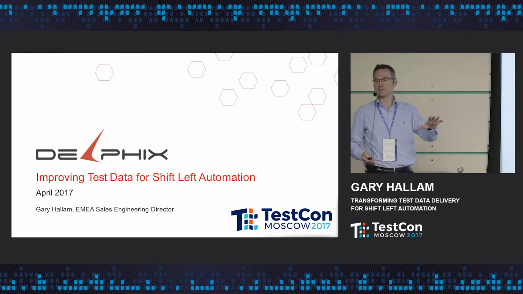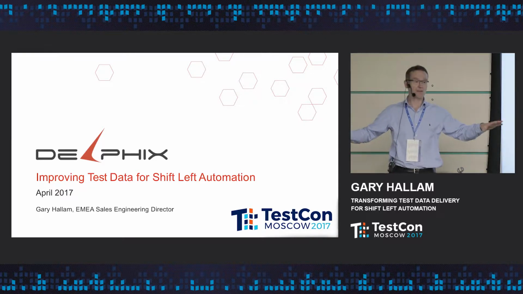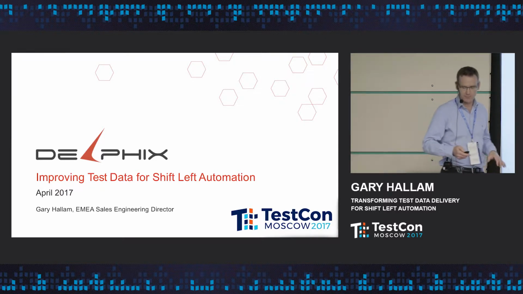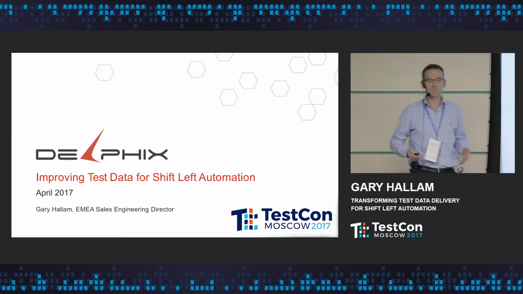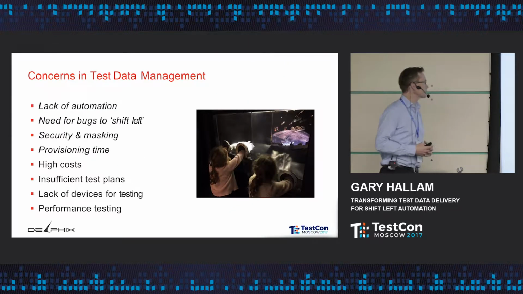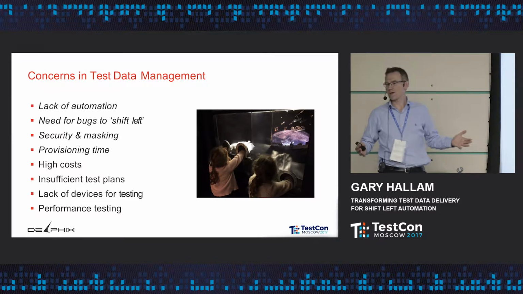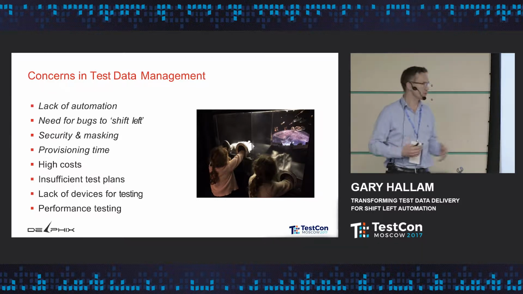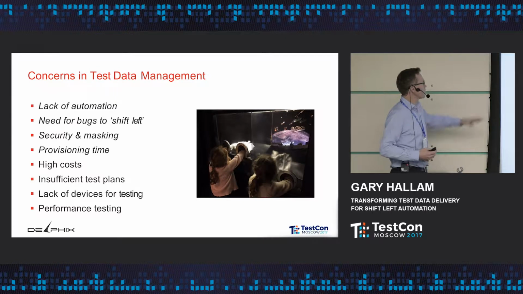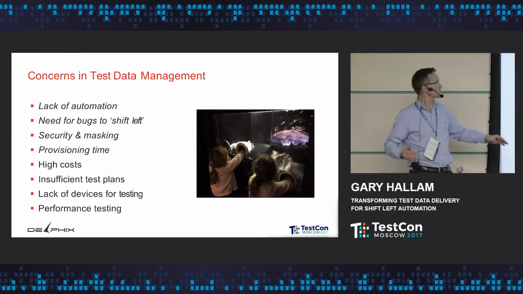So last year I was at a test conference and I was running a round table. I did 3 sessions of round tables, and we asked the question, what are the biggest problems in test data management? And these were the top things that came up. This was only a survey of about 50 people that came to the conference. And one of the main problems was lack of automation. We talked about that today.